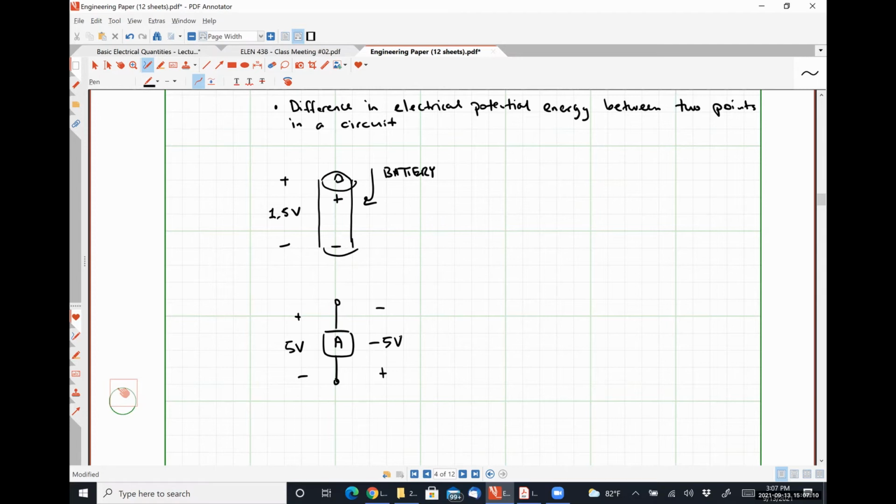To get rid of our negative signs, we simply swap the polarities of our element, or really, no, we don't swap the polarity of our element because our element probably doesn't have an associated polarity. We swap the polarity of our voltage. Sorry, I misspoke there.